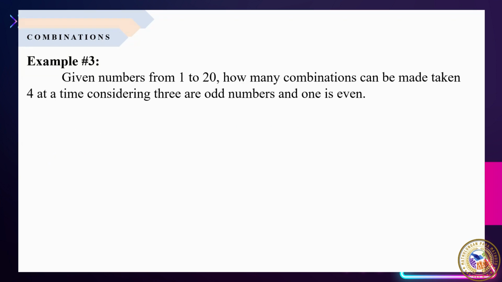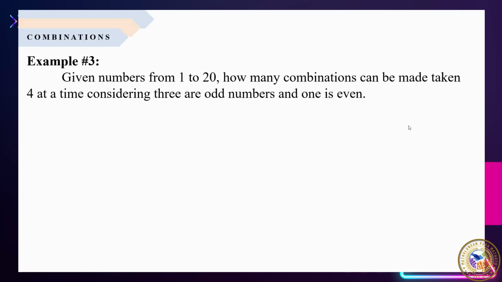Given numbers from 1 to 20, how many combinations can be made taken 4 at a time considering 3 are odd numbers and 1 is even? Again, given numbers from 1 to 20, how many combinations can be made taken 4 at a time considering 3 are odd numbers and 1 is even?